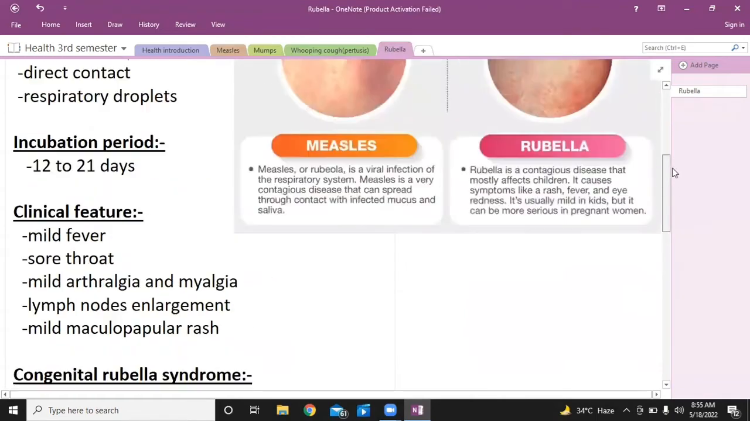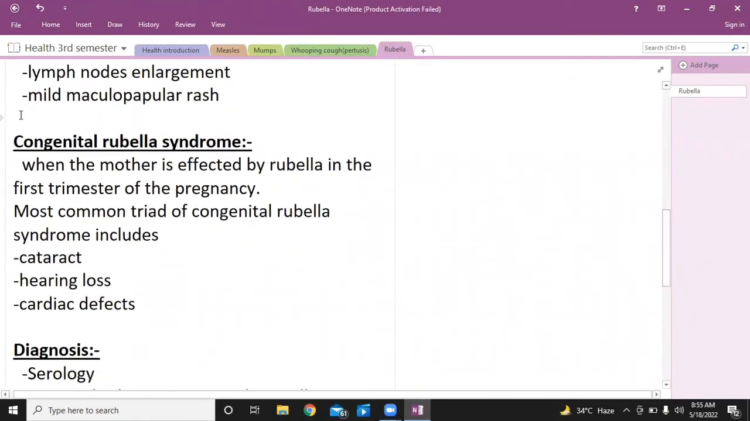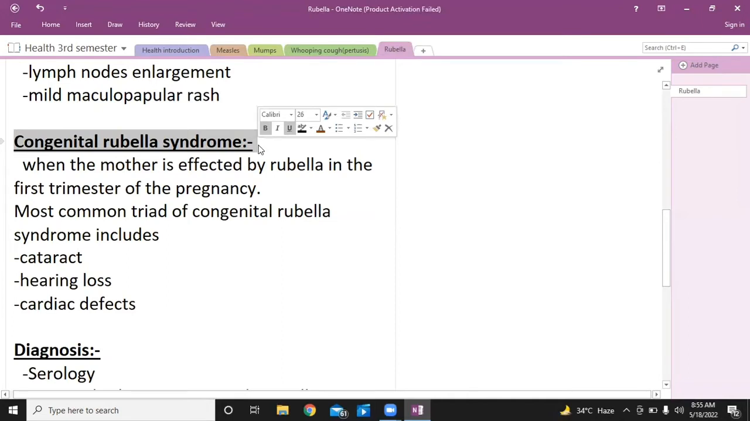One very important thing in rubella disease is that we should know what congenital rubella syndrome is. Congenital rubella syndrome is a condition in infants, in newborn babies, which is actually the rubella disease they get from their mother when the mother was exposed to rubella virus in the first trimester of pregnancy. So this is when the baby is born with the condition.